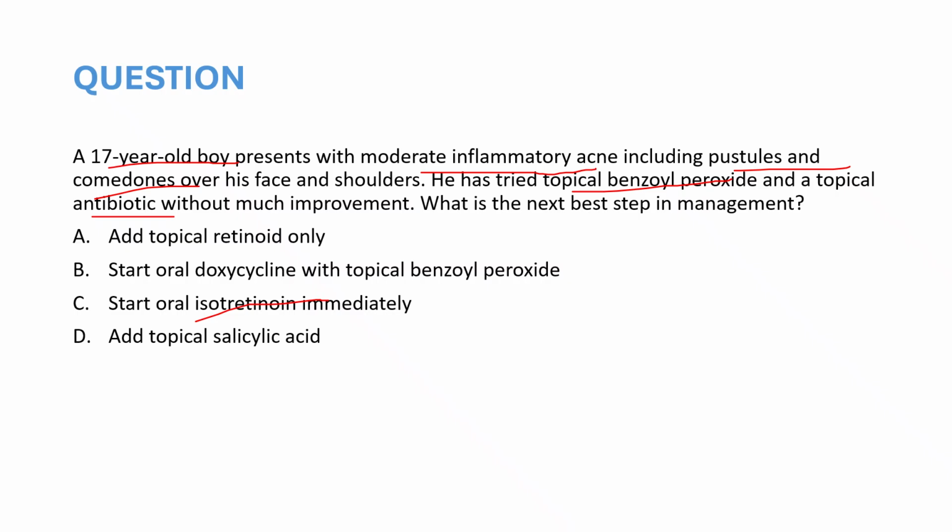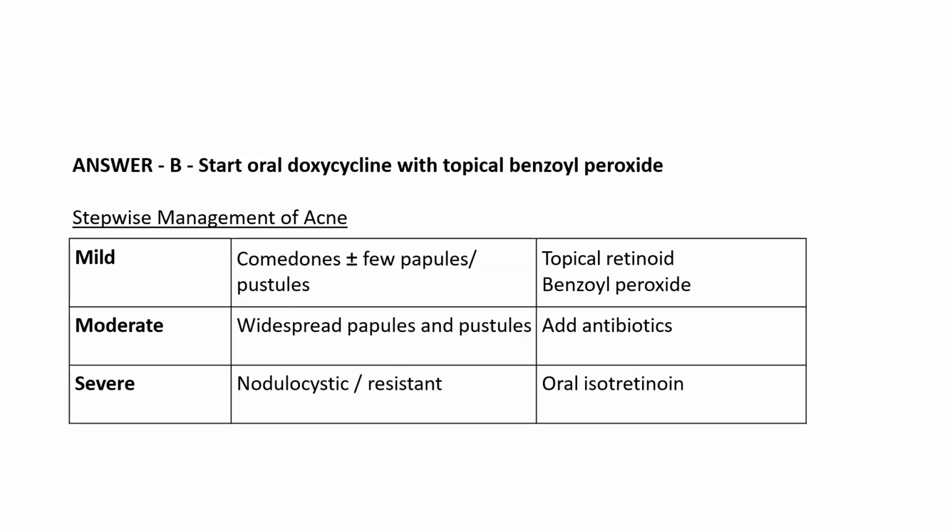We'll see how we go about the stepwise management. So what is the stepwise management of acne? We can classify acne into mild, moderate, and severe. Apart from the different grades we have, we can also classify them in terms of mild, moderate, severe. Mild means comedones with or without a few papules or pustules. Moderate means widespread papules and pustules. Severe means a nodular cystic lesion or a resistant lesion which is not responding to antibiotics.